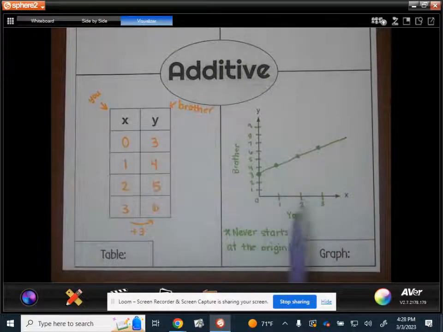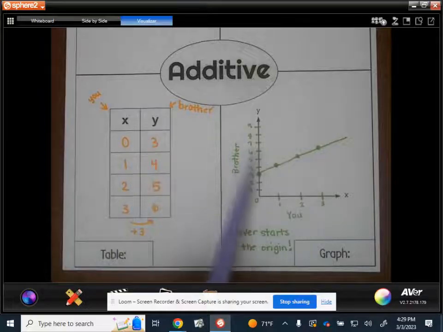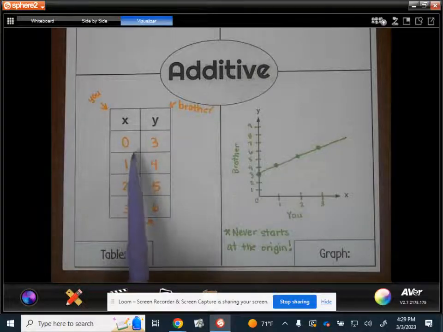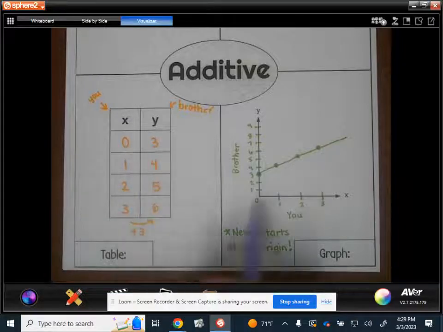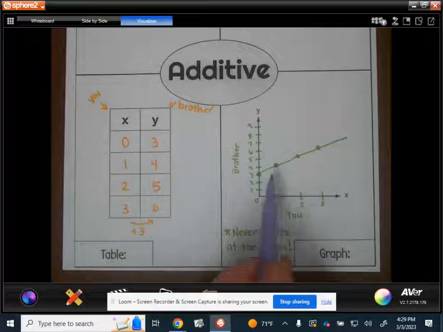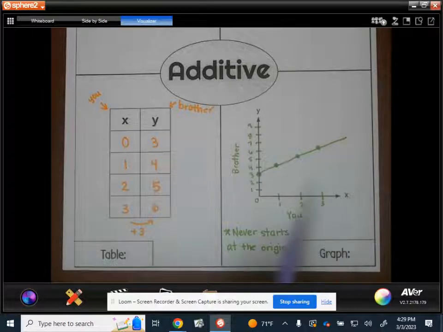And then we can also graph this. On our x-axis, we've got you. On our y-axis, we've got your brother, because again, you are x and your brother is y. All we're doing is taking the numbers from the table, so x and y, it's like coordinate graphing. So x comma y, 0 comma 3 is right there. This is when you don't study at all, but your brother studies 3 hours. Then when you study an hour, your brother studies 4 hours. When you study 2, your brother studies 5. Again, these are the same numbers from our table.